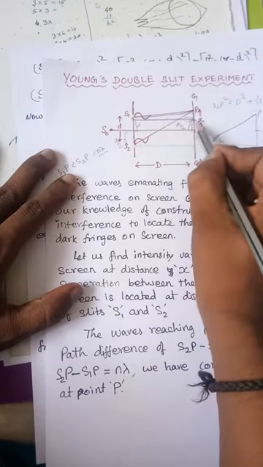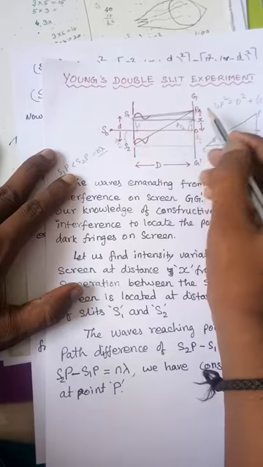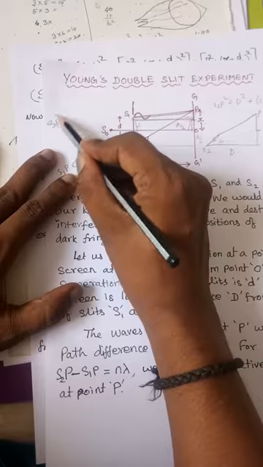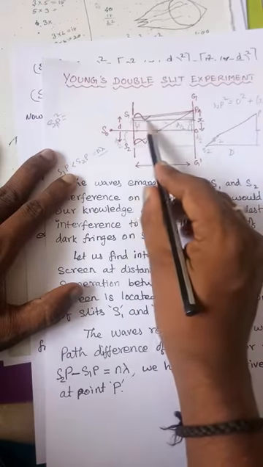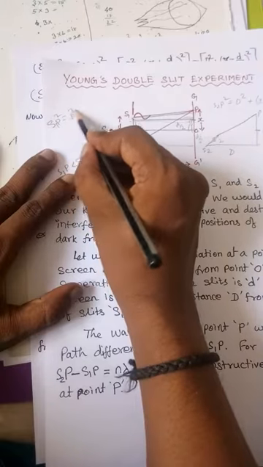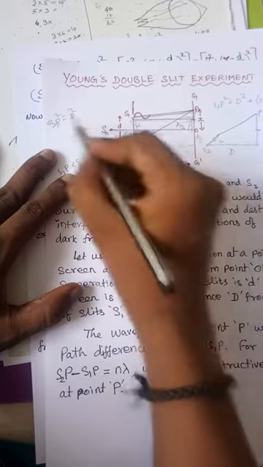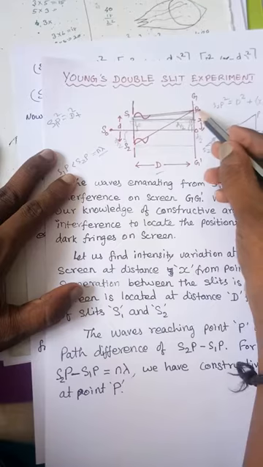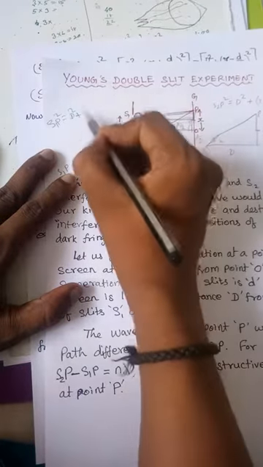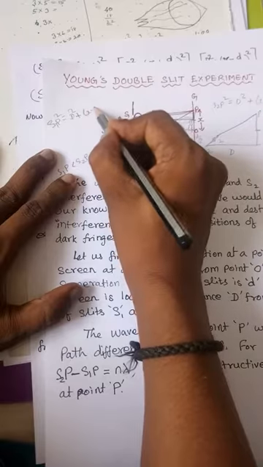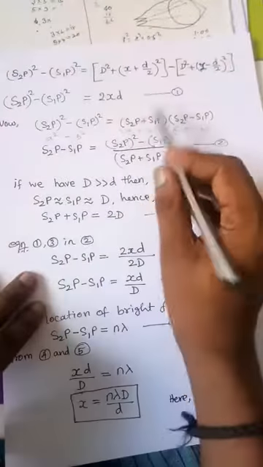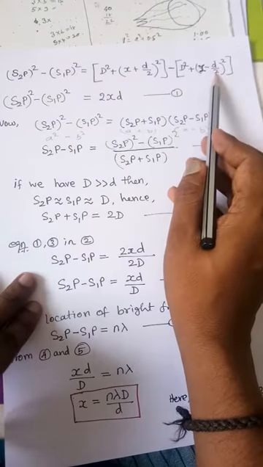So according to the Pythagoras theorem, S1P square is equal to, this is capital D because the distance is the same, so D square plus this side x minus d by 2, so x minus d by 2 whole square. That's why it is given here as x minus d by 2.